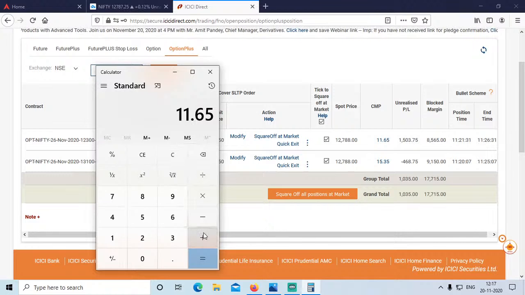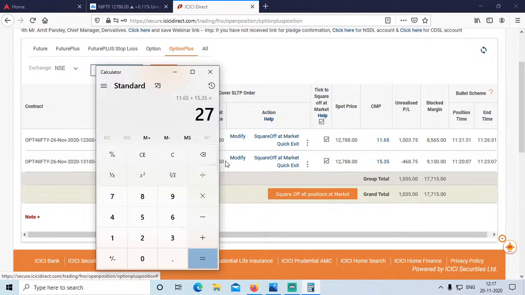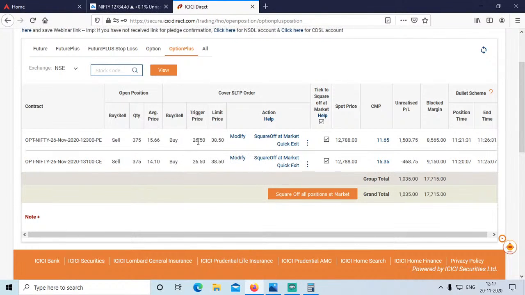11.65 plus 15.35 is equal to 27, minus 1, 26. So 26 is supposed to be our trigger price, but it is 26.5. So let us change it. You can change it from here itself. 26.